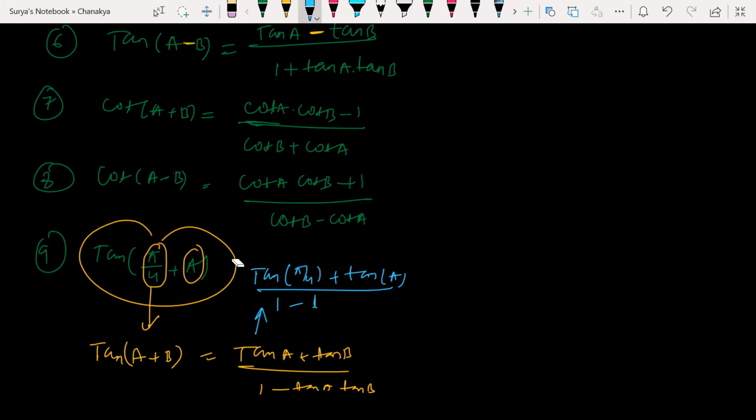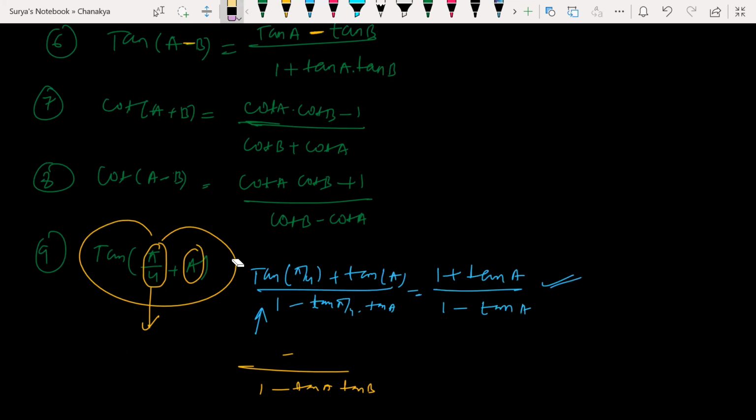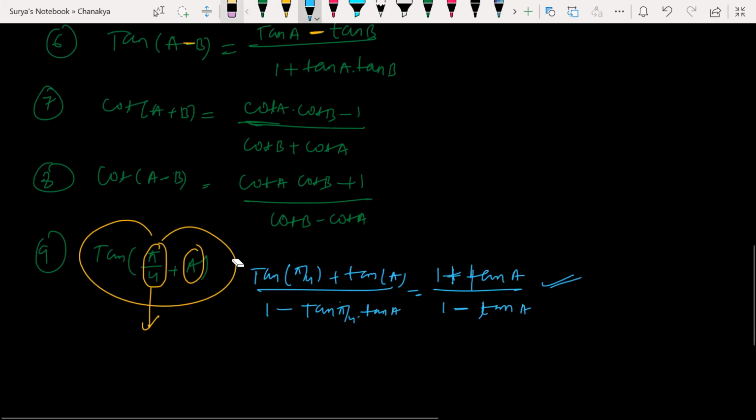Divided by 1 minus tan pi by 4 into tan B. Tan pi by 4 is 1. So we get 1 plus tan A by 1 minus tan A. So how does the formula look? 1 plus tan A divided by 1 minus tan A. Getting my point? If you know one formula, you can apply it everywhere. So 1 plus tan A divided by 1 minus tan A is the formula for tan pi by 4 plus A. Similarly for tan pi by 4 minus A, it is 1 minus tan A divided by 1 plus tan A.